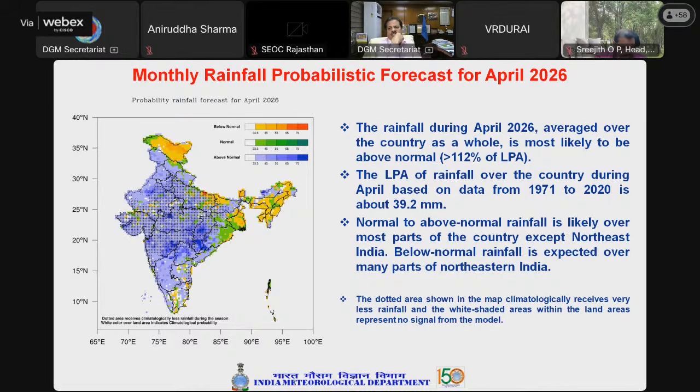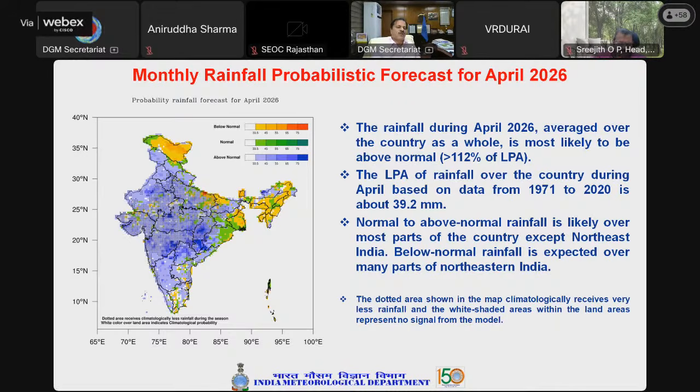Above normal rainfall. The rainfall is said to be above normal in the month of April if it is more than 112% of the long period average. The long period average rainfall based on 1971 to 2020 is 39.2 millimeter. That means this year it will be 12% higher rainfall than 39.2 millimeter. You can find certain dotted points here. The dotted points indicate that the amount of rainfall in the month of April received in these areas is quite less, and hence the variability will be quite high in this region.